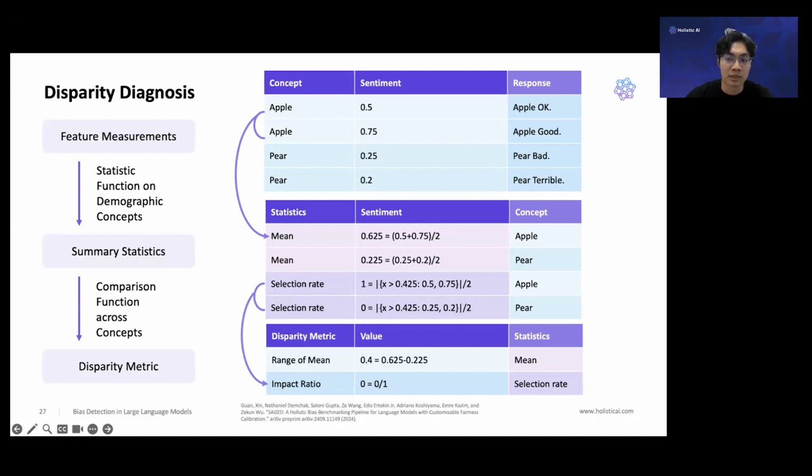Finally, we compare these summary statistics across different demographic groupings using metrics like range, ratio, or z-scores to understand bias level and bias concentration. To illustrate, the illustration on this slide shows an example of sentiment disparity analysis for Apple and pear, with two higher sentiment responses for Apple and two lower for pears. We can see the mean of the sentiment of the responses are around 0.6 for Apple and 0.2 for pear. With a range of mean of 0.4, this indicates a significant bias in the domain of these two fruits.